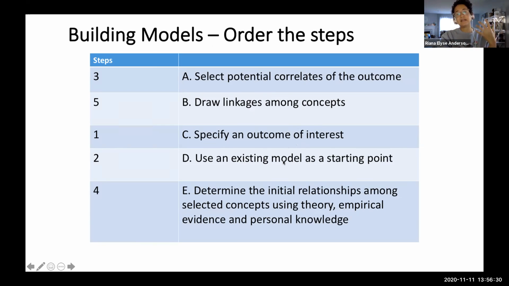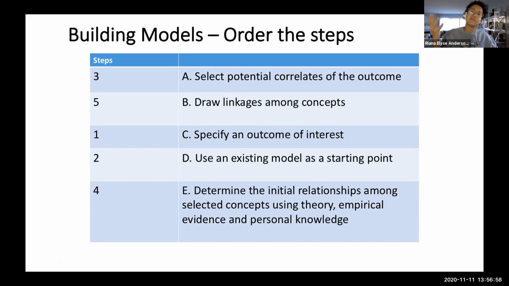Think about an existing model as a starting point. So we're going to use exactly what the model was that we just showed to start off with, what if we had some relationships that work together like this. Select potential correlates of the outcome, or what are the things that are related to that outcome, will be the next step. Then we want to start drawing arrows. So what are those initial relationships? What are some of the theories that can help us to put some of those relationships together?